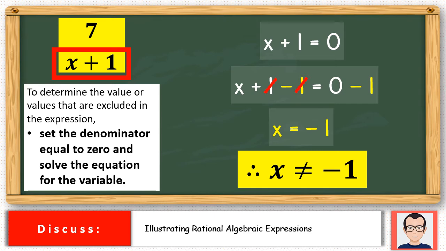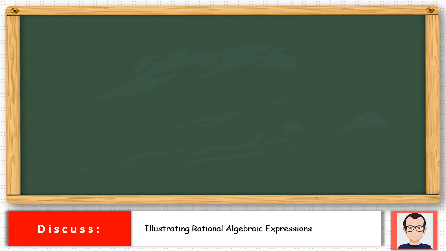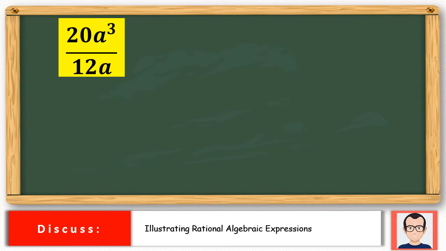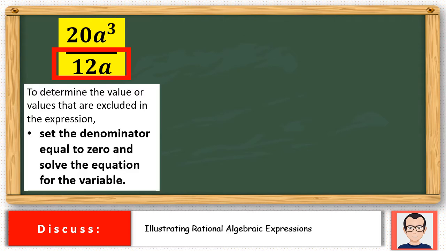Let's try another one. For our second example, let's solve 20a cubed over 12a. Again, we will only work on the denominator by setting it equal to 0 and then solve the equation for the value of the variable.